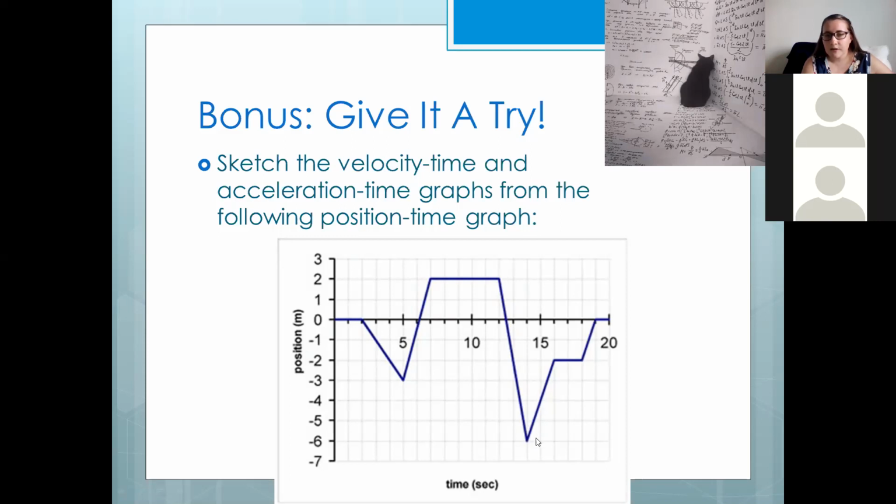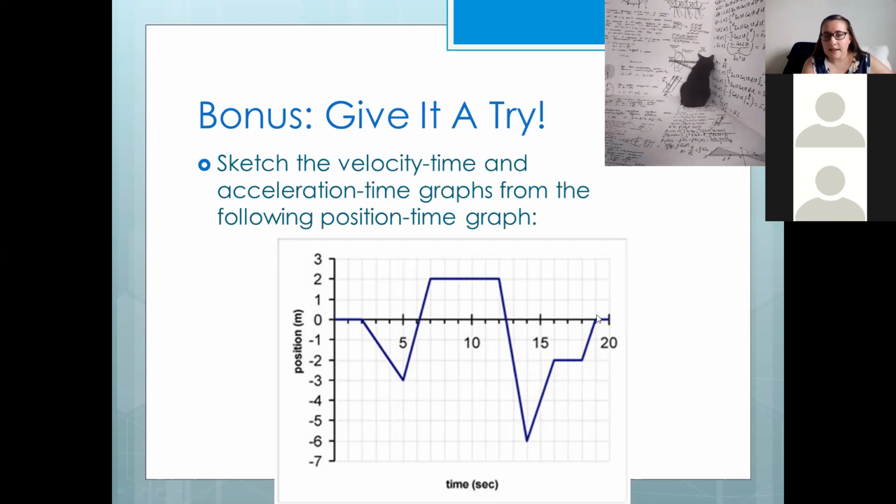The next part of our graph right here, we're going from a position of -6 to a position of -2. That's a change of 4 meters, and we're doing that in 2 seconds. So the slope of this part of the curve is 4/2, or 2 meters per second. So our velocity graph would have a flat line at 2 from 14 until 16 seconds. Then from 16 to 18 seconds, we'd have another line at 0 on our velocity graph.